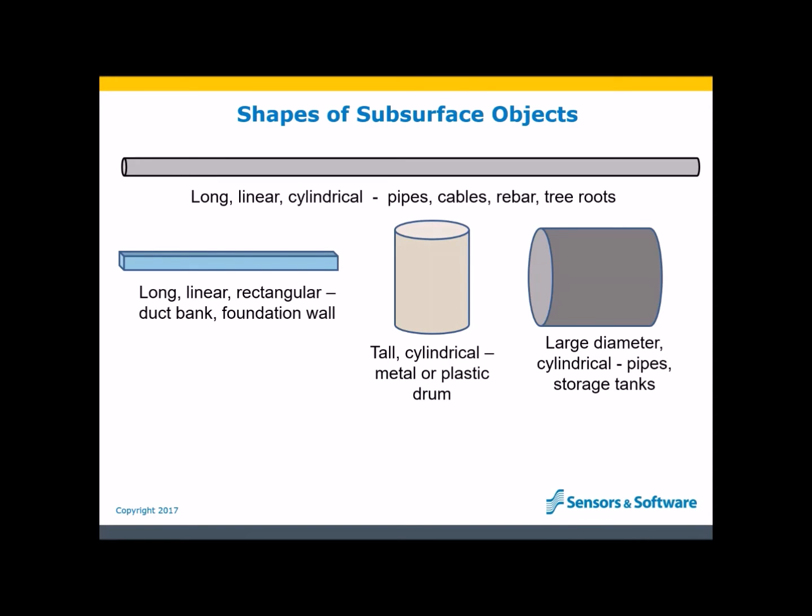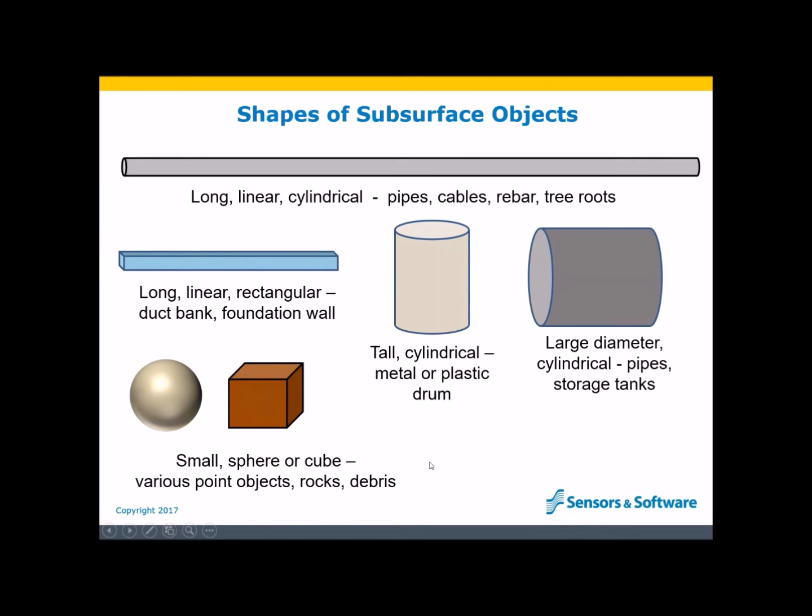Long, linear but rectangular objects, things like duct banks, foundation walls. And then you have everything else. Small objects, spheres, cubes, everything in between, various point objects. So those could be rocks, debris, all kinds of objects fit this bill. And then you have boundaries, going from one material to another material over a larger area.